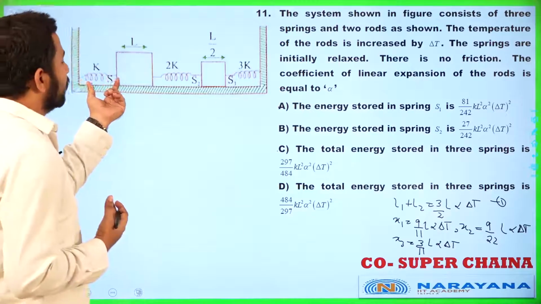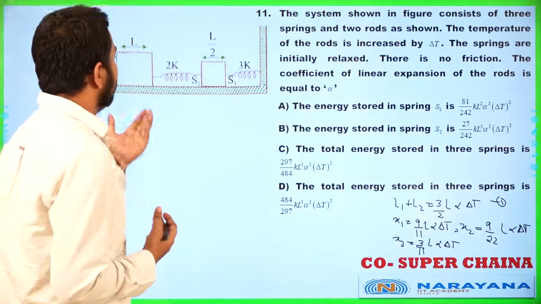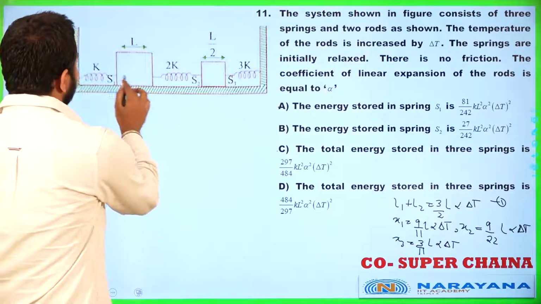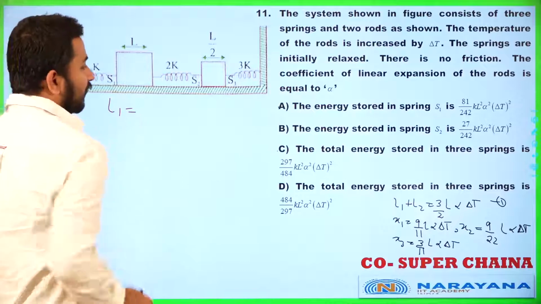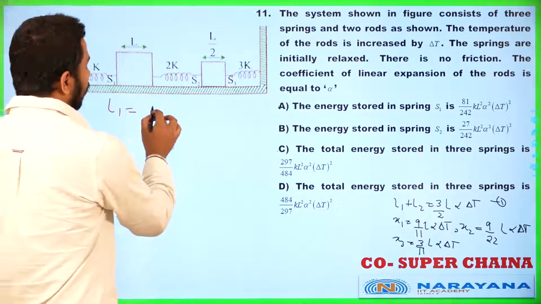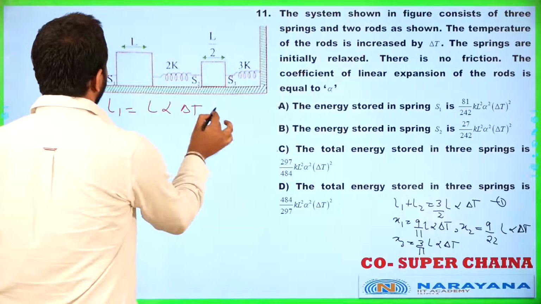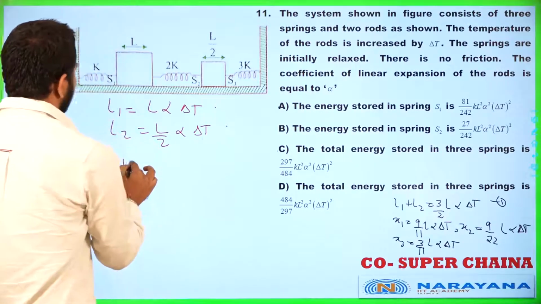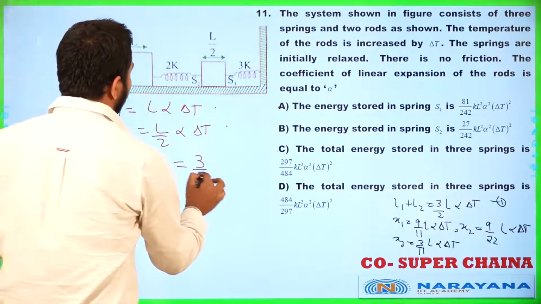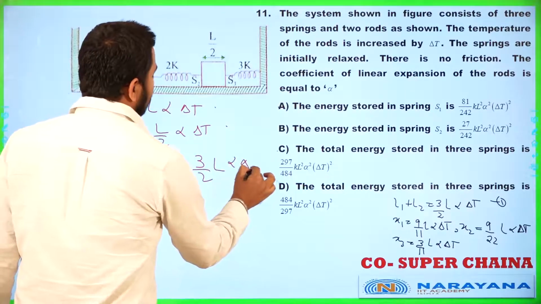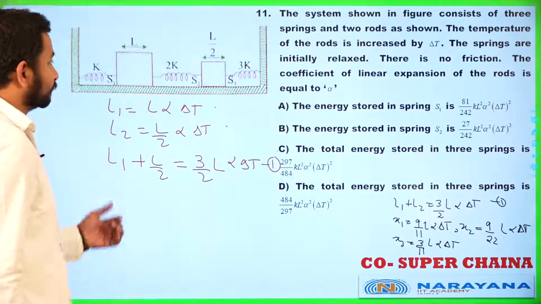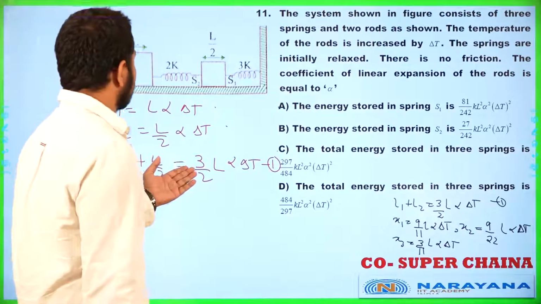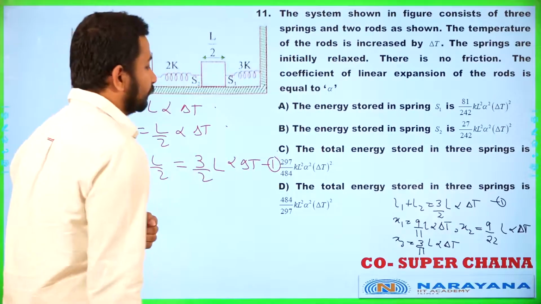Here we have 2 rods and 3 springs. So if I write the expansion for this L1, I can write it as L alpha delta T, and similarly for L2, it will be L alpha delta T. So if I write L1 plus L2, it will be 3 by 2 L alpha delta T. This is my equation 1. Now this L1 plus L2 is my expansion here.